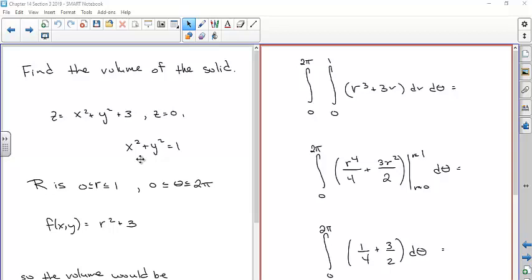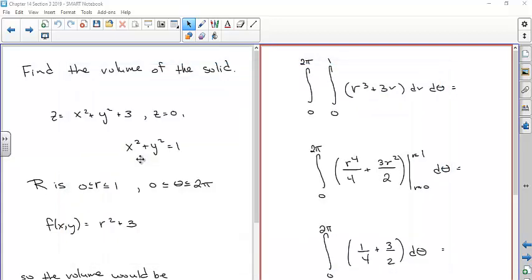Okay, so we're going to finish up section 3, which is polar coordinates. We've got two examples. Find the volume of the solid z equals x squared plus y squared plus 3.